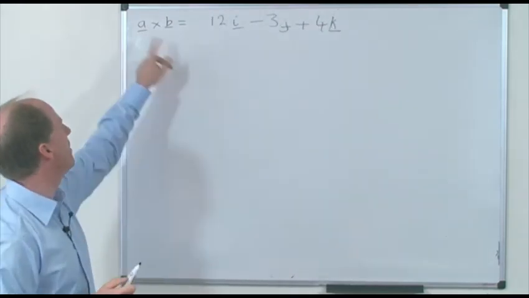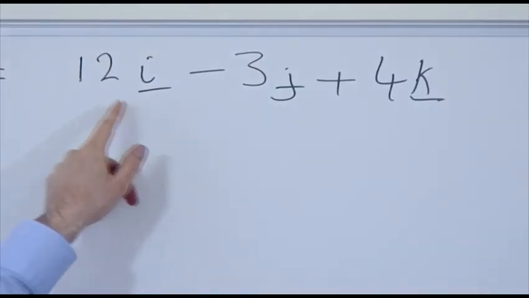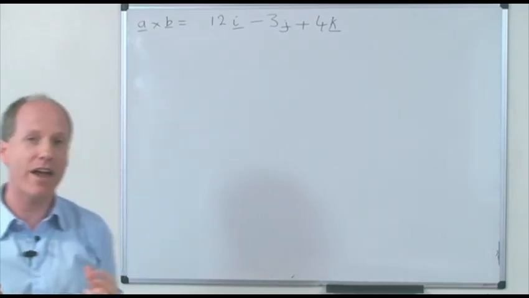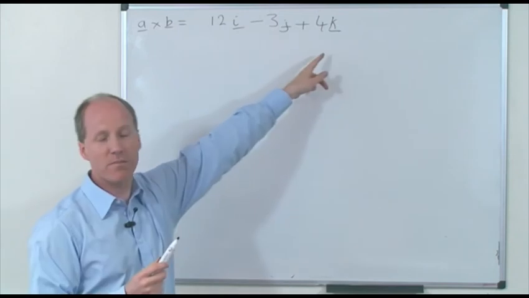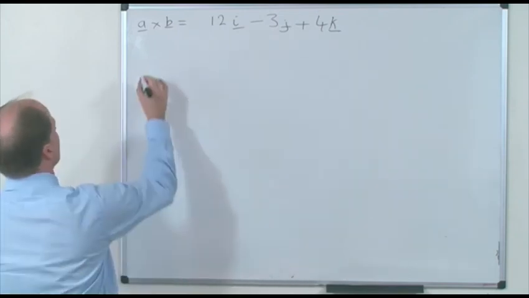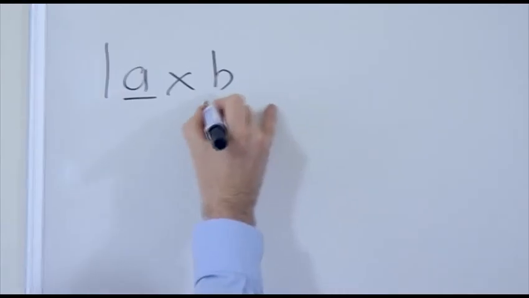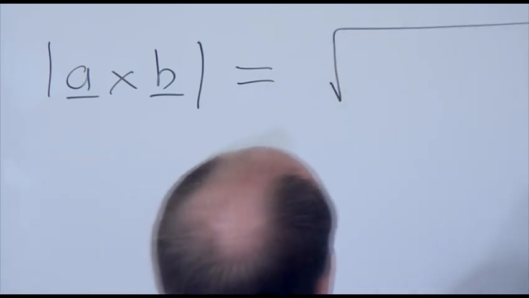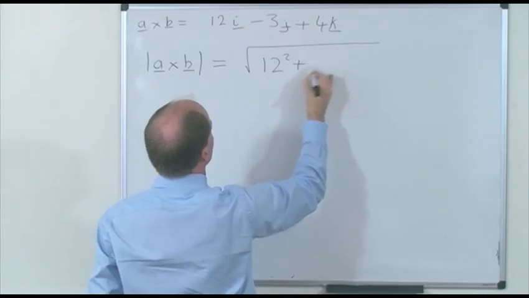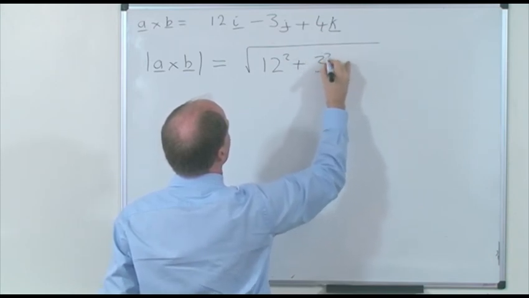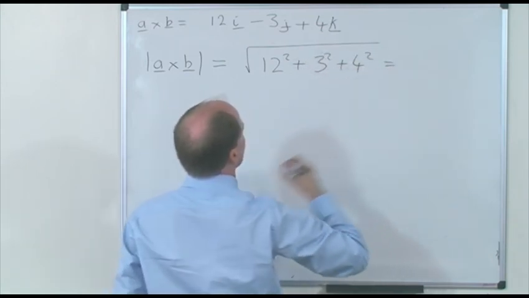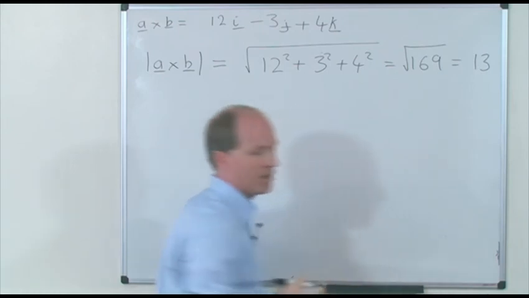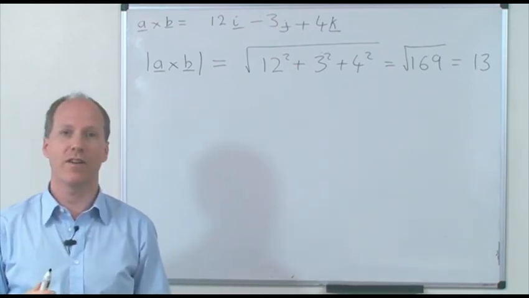So we found that the vector a cross b is given by 12i minus 3j plus 4k. And therefore, if we want to work out the area of the parallelogram, we need to calculate the magnitude of this vector. So the magnitude of a cross b is going to be the square root of 12 squared plus 3 squared plus 4 squared, which is equal to the square root of 169, which is equal to 13. So in this case, the parallelogram has an area of 13 units.